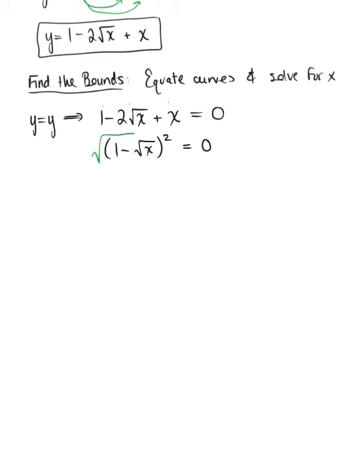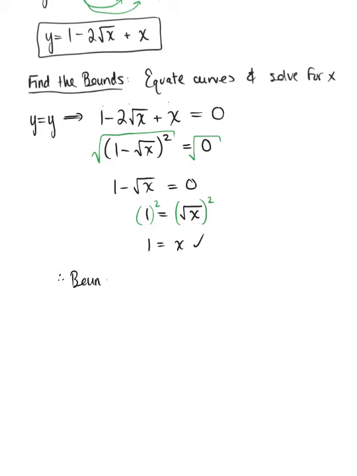Now we can go ahead and solve for x. We can take the square root of both sides of our equation, which leaves us with 1 minus the square root of x is equal to 0, or 1 is equal to the square root of x. And when we square both sides, we see that x is 1. Woohoo! So therefore, our bounds are that x is an element of the closed interval from 0 to 1.